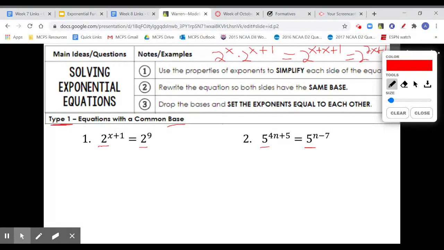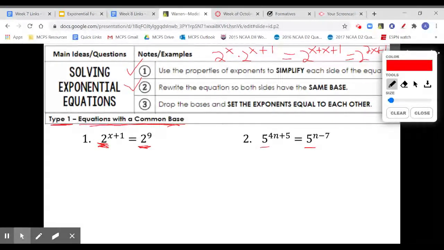Step number 2 says rewrite the equation so both sides have the same base. We will get to an example of that in a minute. But if you look at these examples, it literally says in type 1, equations with a common base, which means both sides do have the same base. If my base over here was 2 and the base over here was 4, I would have to rewrite it so that both bases are the same. I will teach you how to do that on a future slide. Because I don't have to do step 1 or 2 here, since this is a simpler version, I get to skip right to step 3.